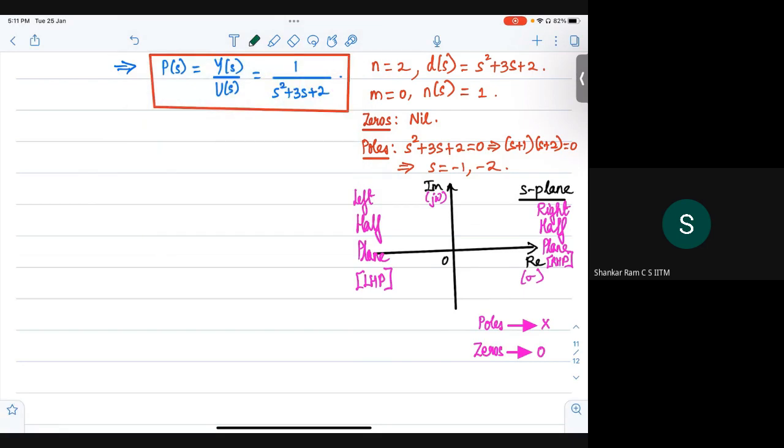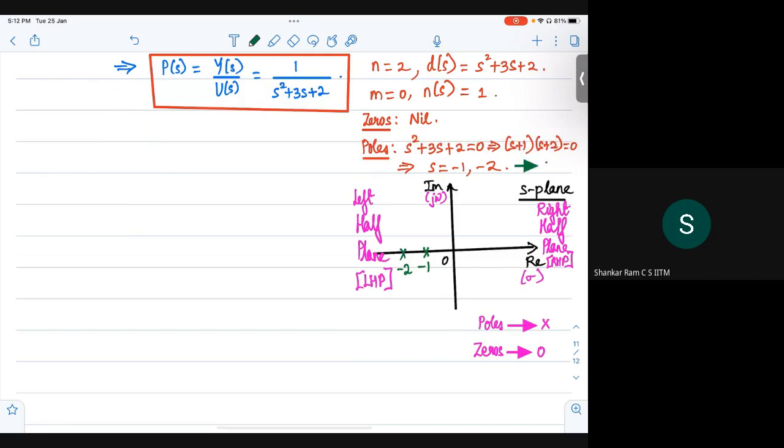So in this particular example, the two poles are at -1 and -2. I have just marked them on the complex plane, or the S plane, and we can see that the two poles are here. These are the two poles, right? So they are at -1 and -2.